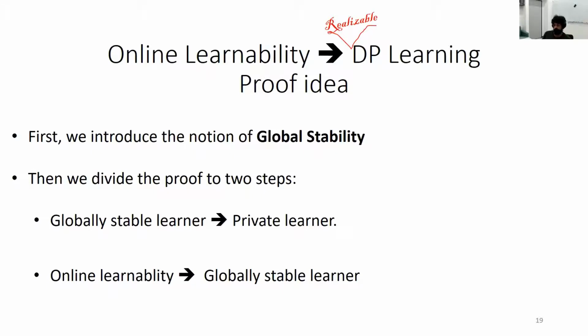The first step in the proof, we introduce a new notion called global stability. I will give a high-level definition in a minute. Then we prove the following two results. First, that global stability implies private learning, and then that online learning implies global stability. Clearly, taken together, the result will follow.